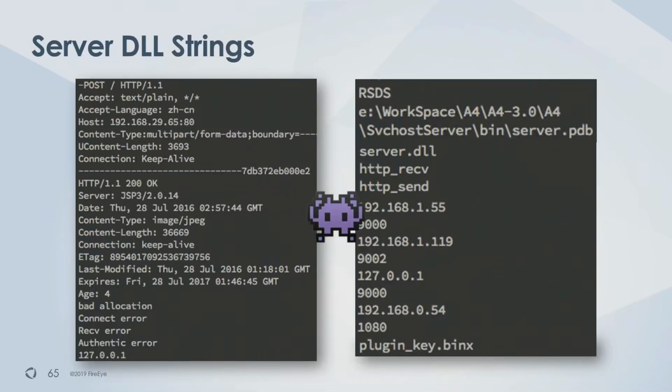Let's analyze some of these payloads a little more closely. Just by looking at this, I think we can figure out that we're dealing with the server DLL. The malware author went ahead and left some PDB information in there. If that wasn't enough, you can just look at some of the strings below that, and it should be pretty obvious that we're dealing with a C2 DLL.